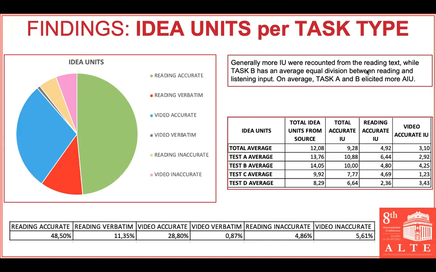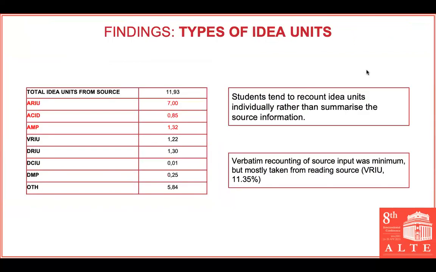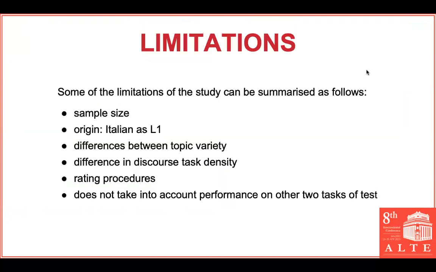Our findings showed that on average, each test taker produced around 12 idea units, recounted from the source. There were some differences between the 4 versions of the task. Accurate idea units amounted to around 77%, the majority of which came from the reading sources. A breakdown of the types of idea units produced by students shows that they tend to recount idea units individually. Here you can see an average of 7 accurate replications versus 0.85 combinations, rather than summarize as the prompt requested.